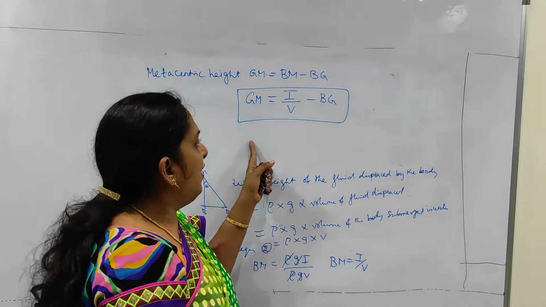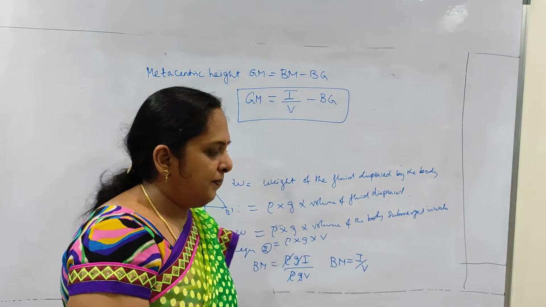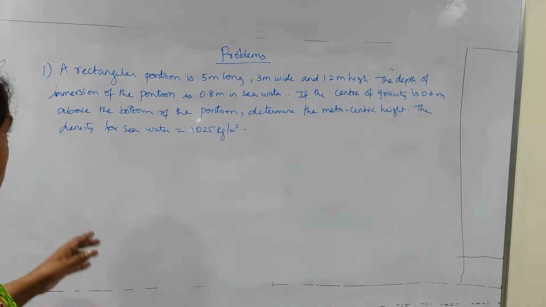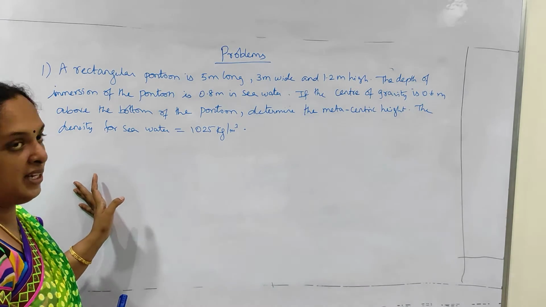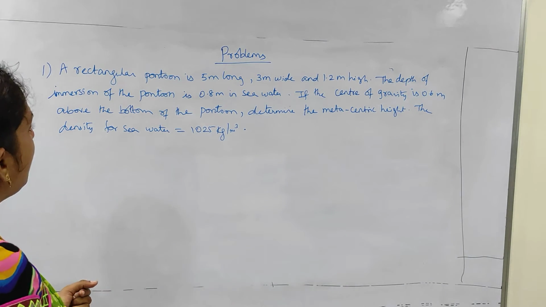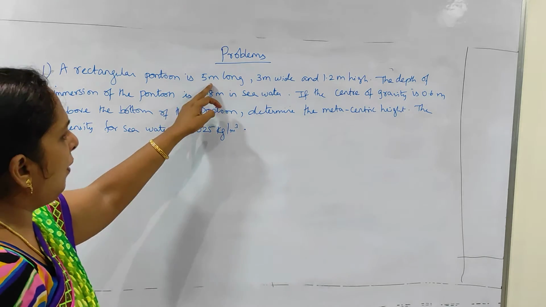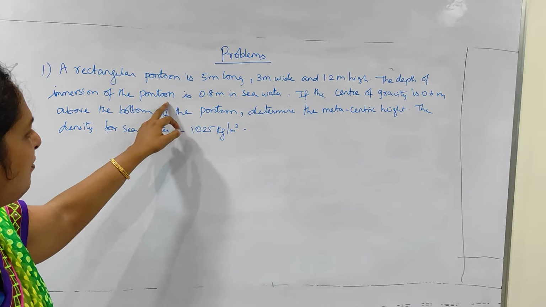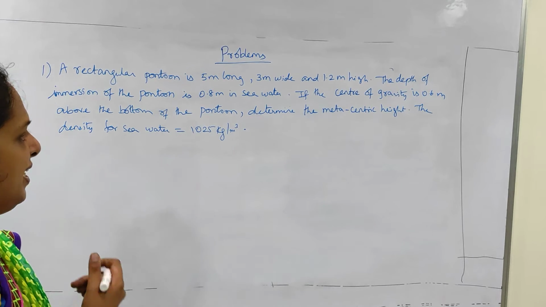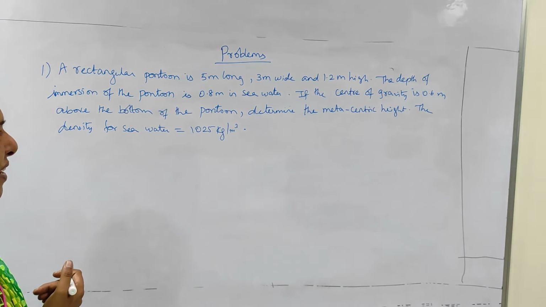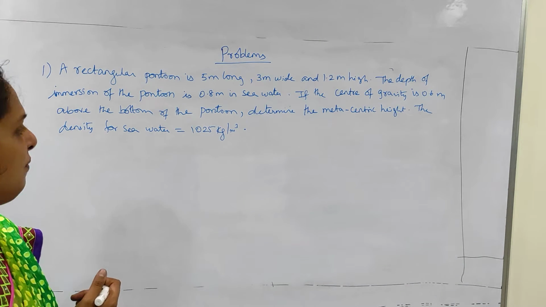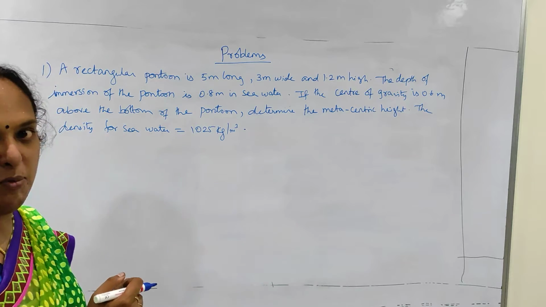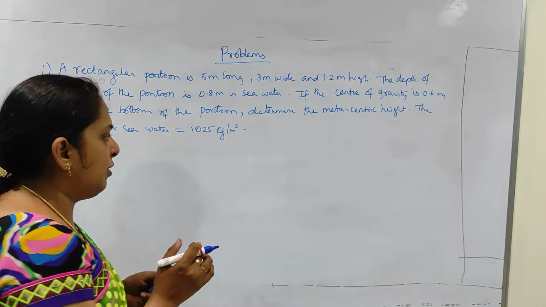Okay guys, now we will see some problems. Here we have our first problem on the metacentric height. A rectangular pontoon is 5 meter long, 3 meter wide and 1.2 meter high. The depth of immersion of the pontoon is given, it's 0.8 meter in seawater. If the center of gravity is 0.6 meter above the bottom of the pontoon, determine the metacentric height. The density for seawater is given, because the density for water and seawater is not the same.